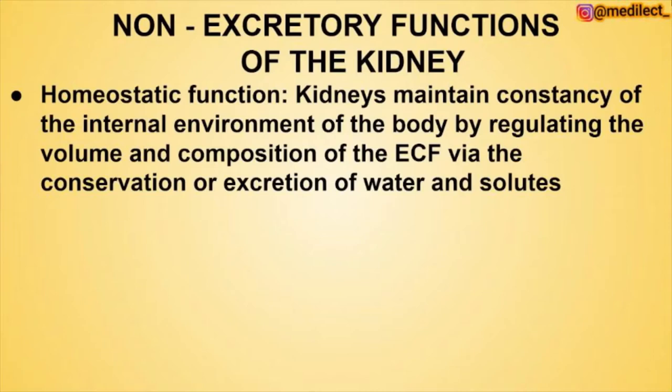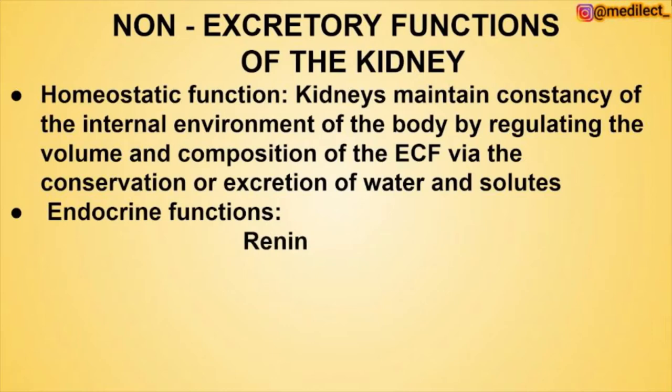Now, kidneys have the following endocrine functions. Firstly, it secretes renin. Renin is the major component of the renin-angiotensin-aldosterone mechanism that helps to regulate the blood pressure. Next is the renal erythropoietin. If you remember, in our blood chapter we discussed that hypoxia causes the release of erythropoietin from the kidney, which promotes erythropoiesis.